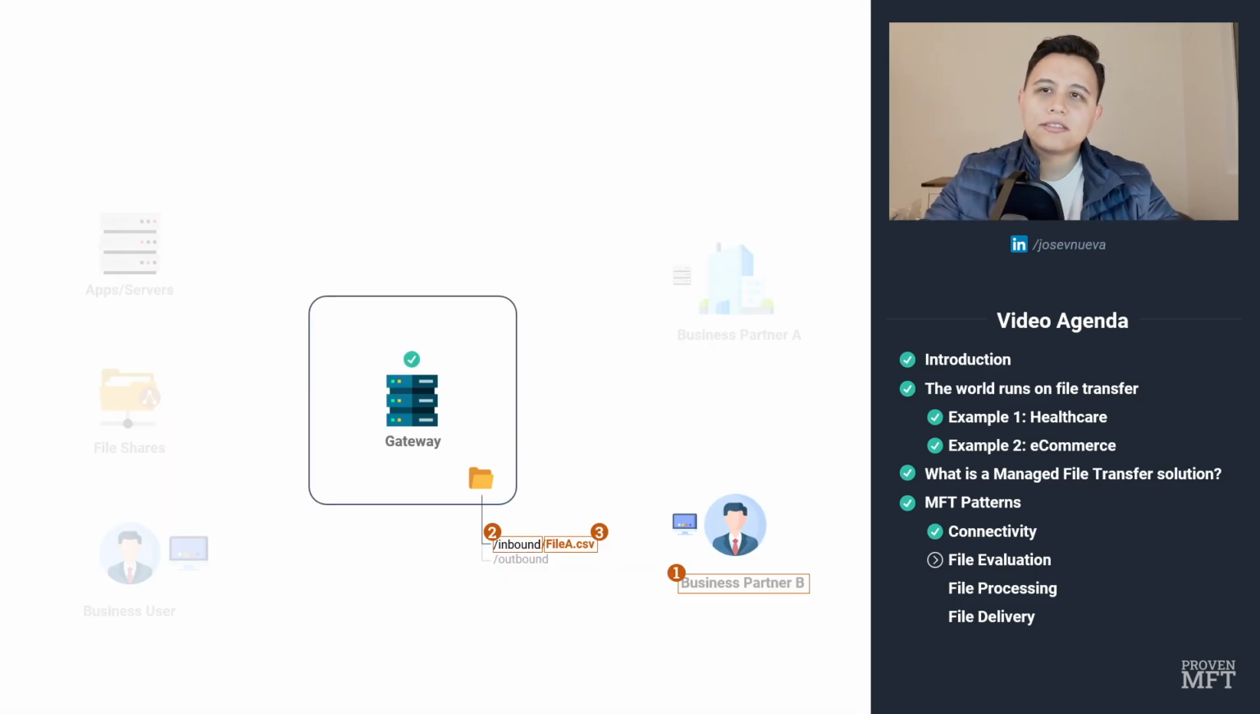Since organizations tend to exchange multiple files, the MFT gateway needs to evaluate these files to figure out how to process and deliver them. Typically, three factors come into play during evaluation. 1, who produced the file. 2, what folder or mailbox was it placed in. And 3, what is the file name. Keep in mind that when building the evaluation rules, it is best practice to specify all three as part of your evaluation to avoid the rule being too broad and avoid misrouting of files.